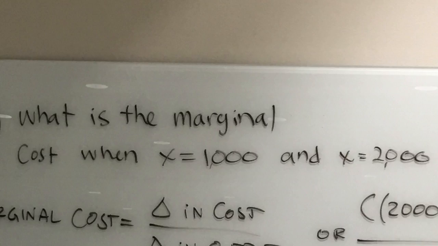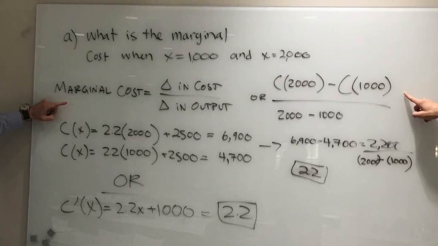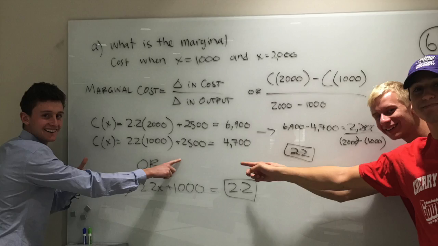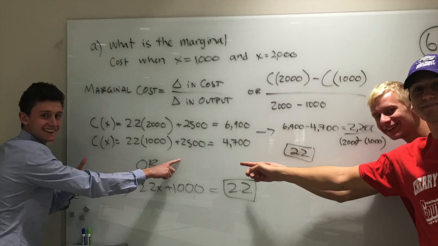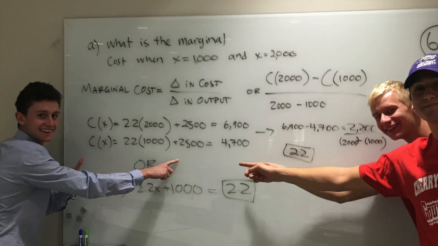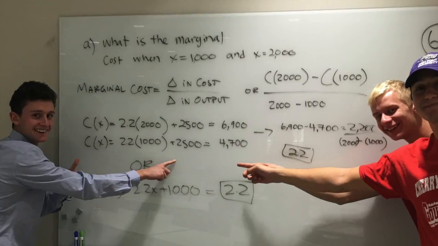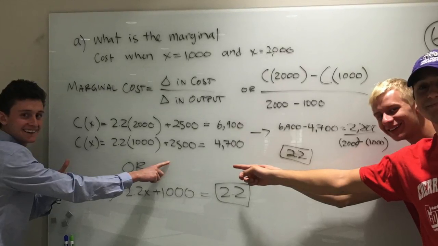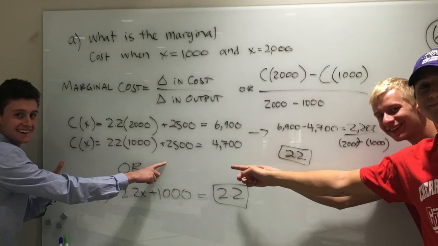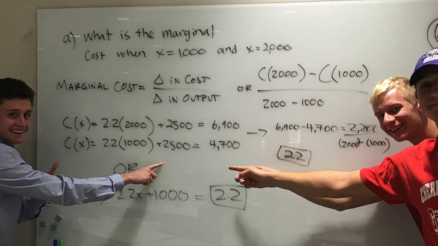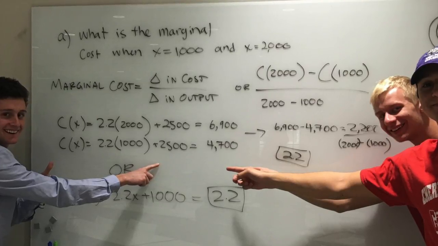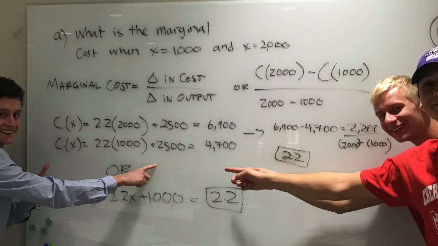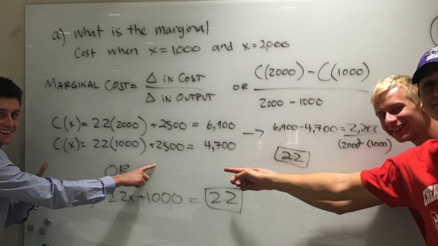So we look at the question again. What is the marginal cost when x equals 1,000 and x equals 2,000? First we found the marginal cost function, which is the change in cost over the change in the output. When we plugged 2,000 into the original function, we got 6,900, and when we plugged in 1,000, we got 4,700. We put that difference in the numerator, divided by the difference in the two x values, 2,000 and 1,000, which is 1,000. So overall we get 2,200 divided by 1,000, and our math shows that we got 2.2.